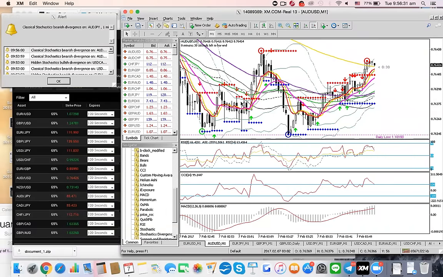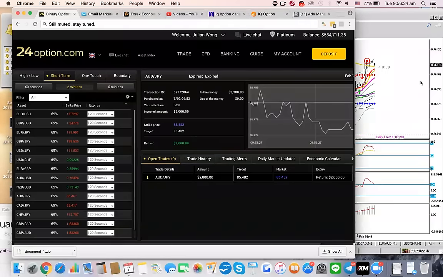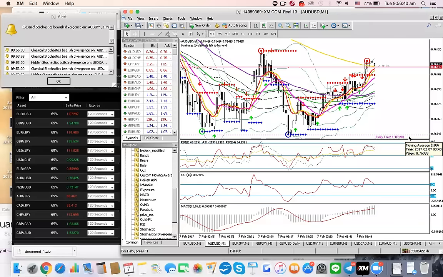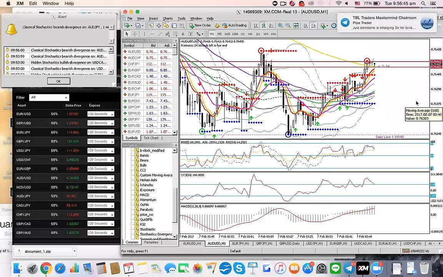Aussie USD, let's go for a 5 minutes put. No. In fact, you know what? No, stop. Let's do it. Break beneath this line and we'll go for a put. This one can be a mess. It can break either above or beneath.